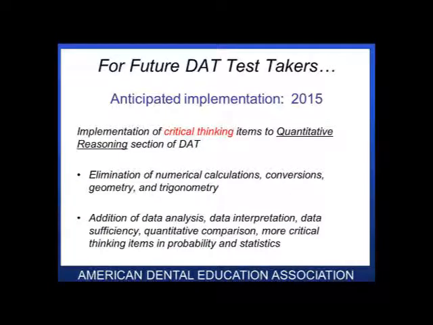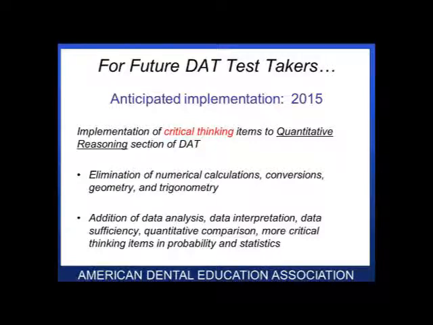Many of your friends who may be applying to medical school may be talking to you about changes to the MCAT, the medical school admissions test, and you may be wondering if similar changes are planned for the DAT. The answer is yes and no. For the foreseeable future, the DAT will remain in its current format. However, the quantitative reasoning section of the test is being redesigned, and it's anticipated that the new format will be released in 2015.